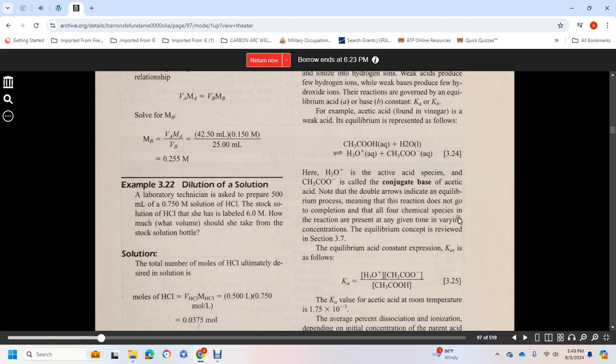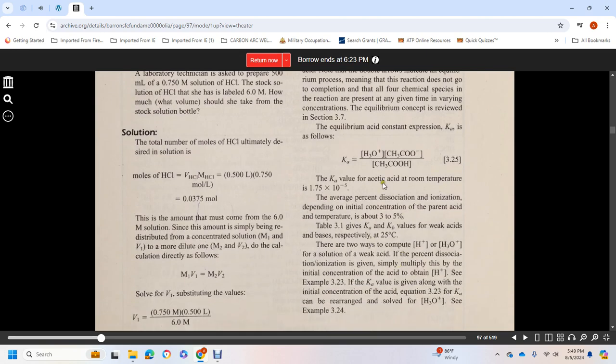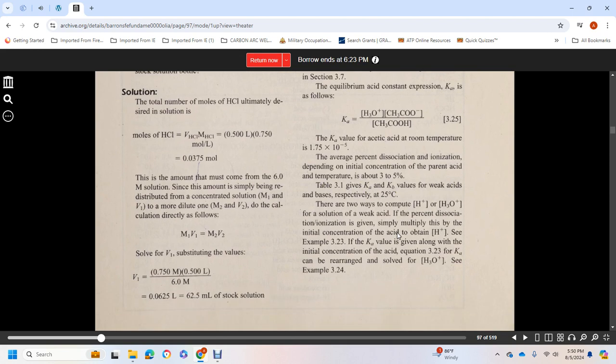If the reaction represents any of the varying-concentration equilibrium concepts reviewed in section 3.7, the equilibrium constant expression is Ka. The value of Ka for acetic acid at room temperature is 1.7 × 10⁻⁵. The average percent dissociation, or ionization, depending on the initial concentration of the parent acid and temperature, is about 3 to 5%. Table 3.1 lists Ka and Kb values of weak acids and bases, respectively, at 25 degrees Celsius.